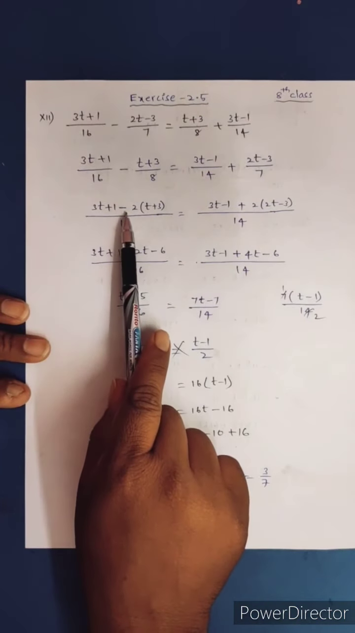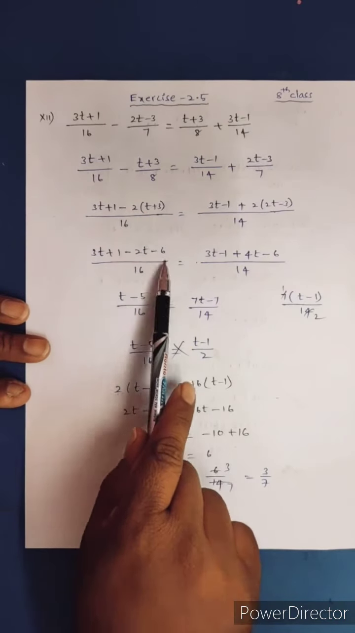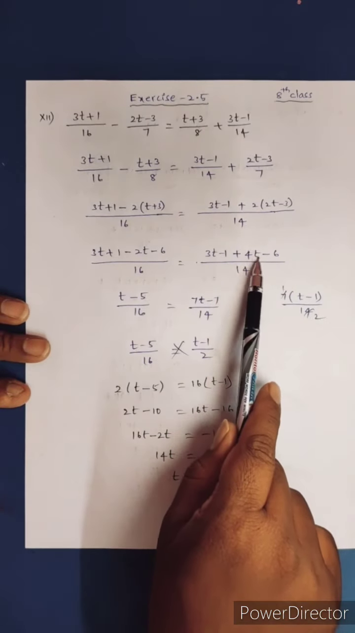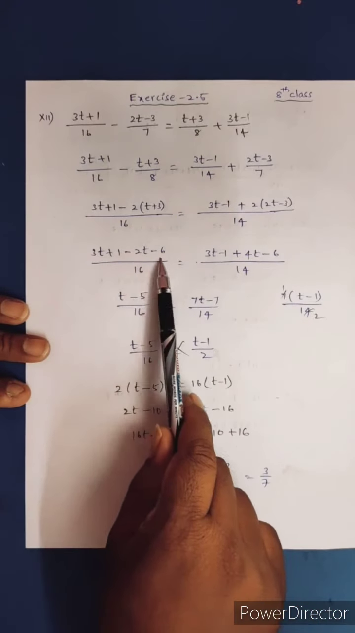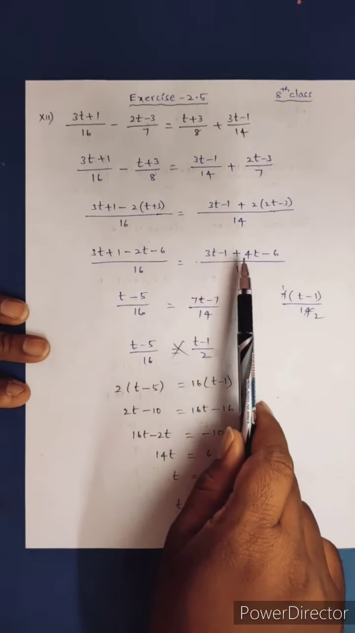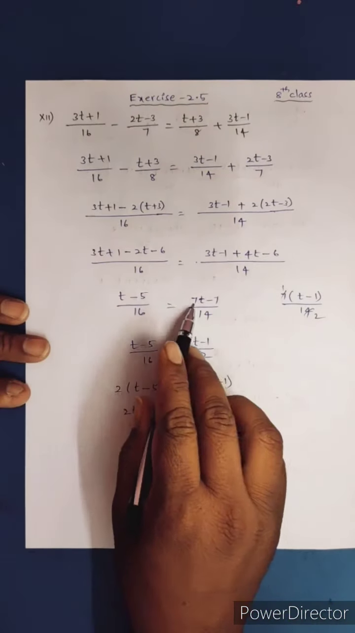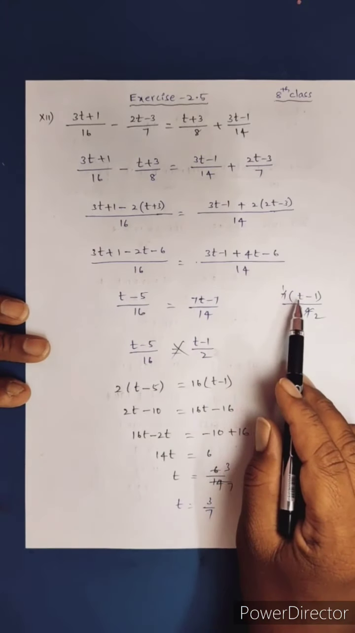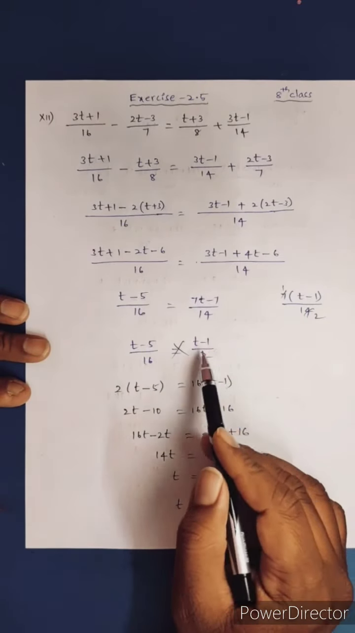3t plus 1 minus into plus minus 2 into t 2t, minus into plus minus 2 3s are 6 by 16 is equal to 3t minus 1 plus 2 2s are 4t, plus into minus minus 2 3s are 6 by 14. Now 3t minus 2t t, minus 6 plus 1 minus 5 by 16 is equal to 3t plus 4t 7t, minus 6 minus 1 minus 7 by 14. Now these two are same numbers. So take 7 as a common. Then remaining t minus 1. 7 1 is 7. 7 2s are 14. So this is equal to t minus 1 by 2.